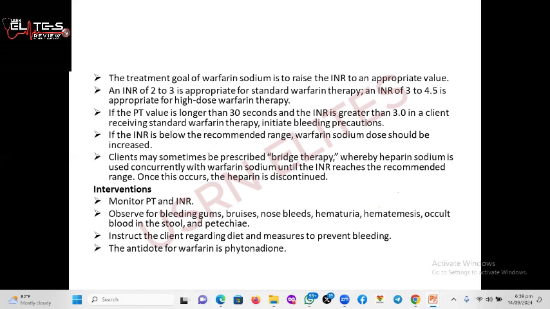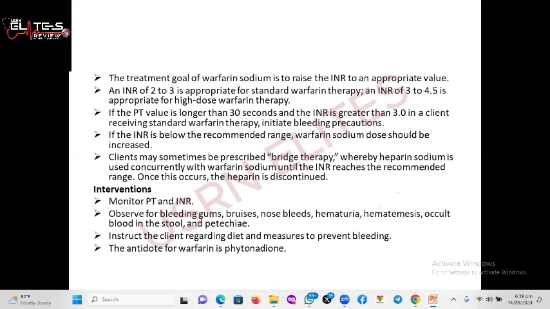So the treatment goal of warfarin is to raise the INR to an appropriate level. So INR of 2 to 3 is appropriate for standard warfarin dose. And then 3 to 4.5 is for high dose warfarin therapy. So for those with atrial fibrillations and all those things, like I said, they are at high risk of having clots. They mostly go on high dose of the warfarin.